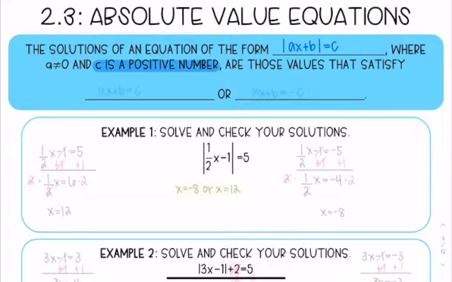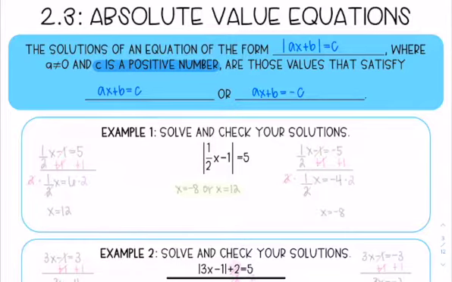We drop the absolute value bars and write it as is, ax plus b equals c, or we still drop the absolute value bars, but now it's equal to negative c. So the left stays the same, and then we do positive c and then negative c. Now you want to make sure that the absolute value is completely by itself before you start dropping the absolute values and setting it equal to c and negative c.